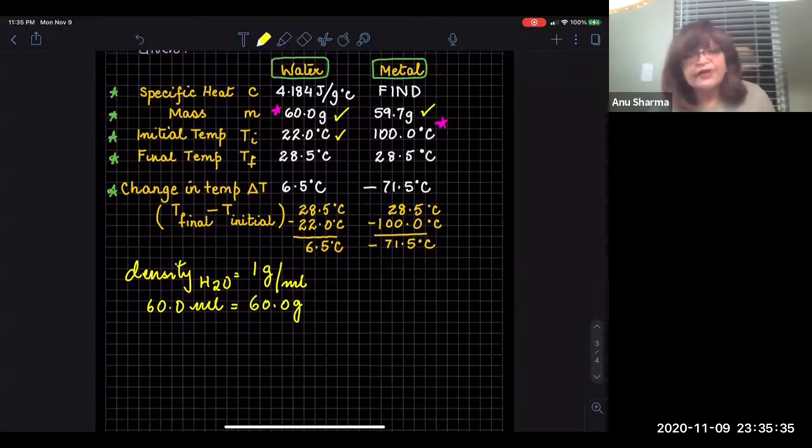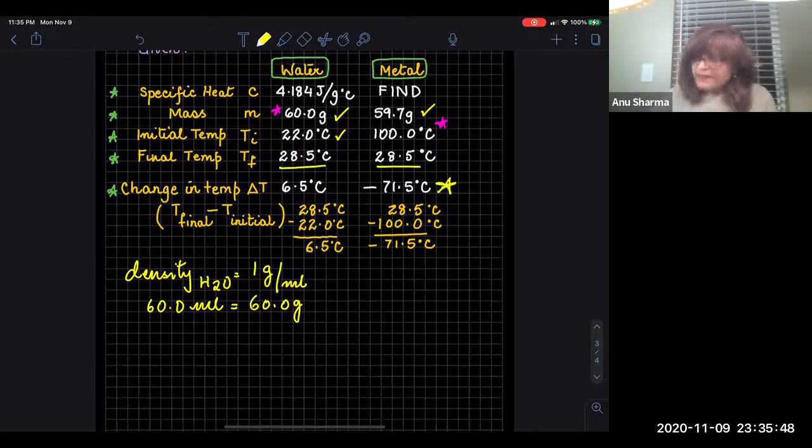Now comes the final reading. After you mix the metal in the water, that's your final reading. In this case, that is why you see it is the same, 28.5, 28.5. Now comes a very important piece: T final minus the T initial. As you can see, the final temperature of the metal is 28.5 and the initial was 100. So it's a negative delta T value, which is negative 71.5.